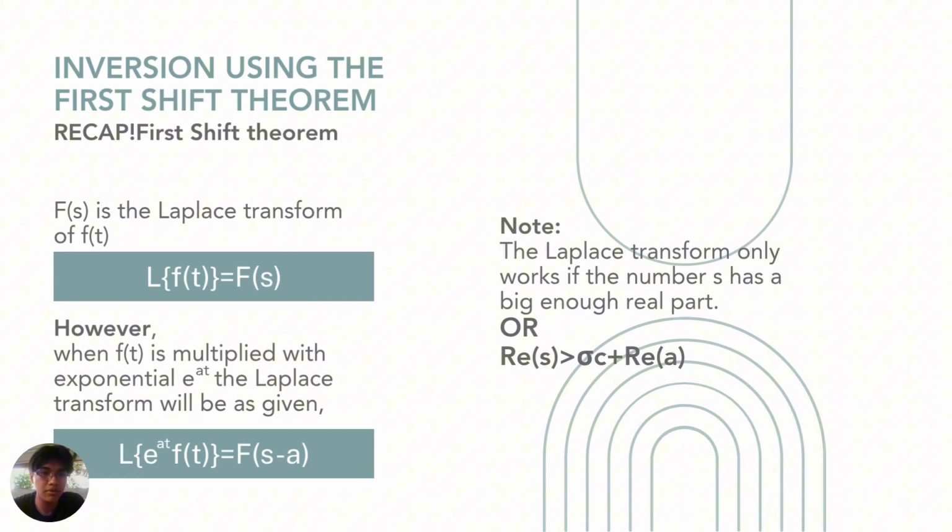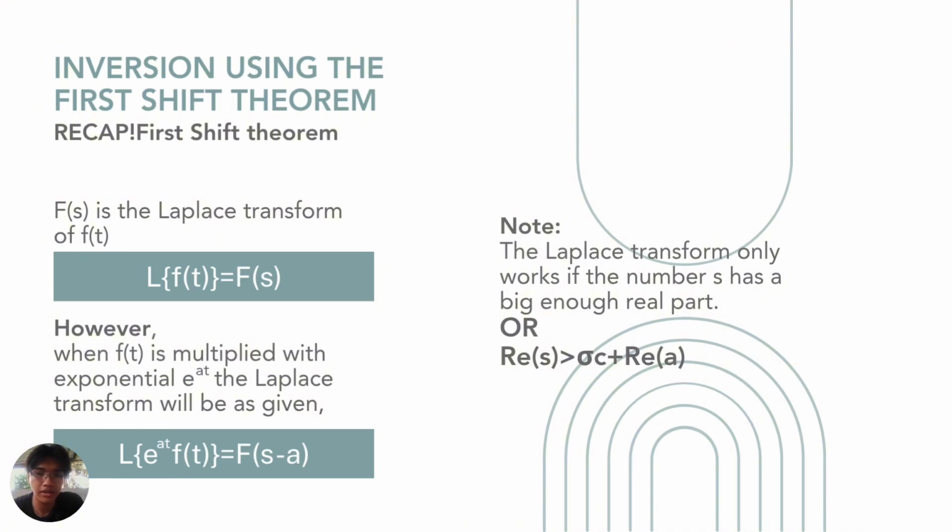Now I'll be explaining about the inversion using the first shift theorem. Let's recap from the previous lesson. The first shift theorem: F(s) is the Laplace transform of f(t). However, when f(t) is multiplied by exponential a times t, the Laplace transform will be given as L of e to the power of at times f(t) equals F(s minus a).